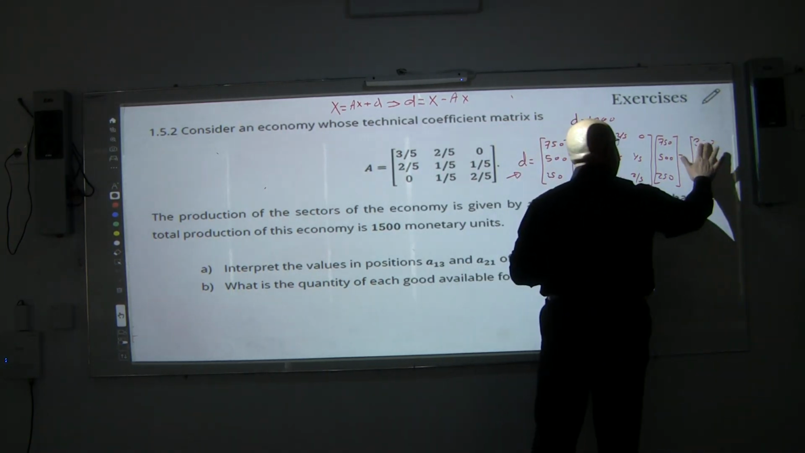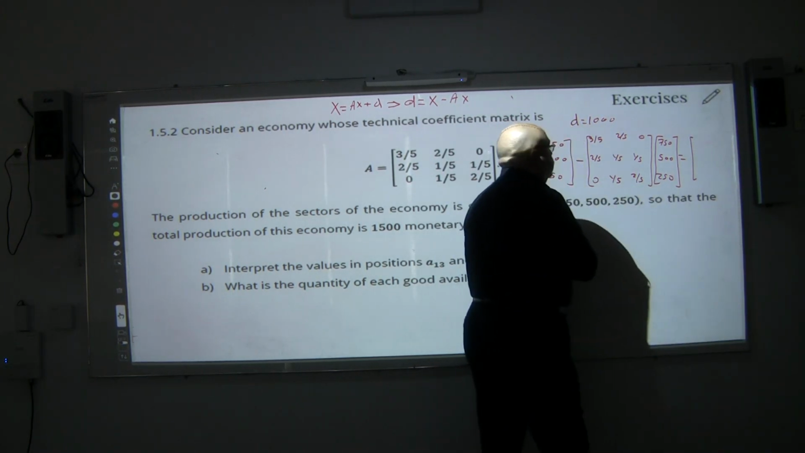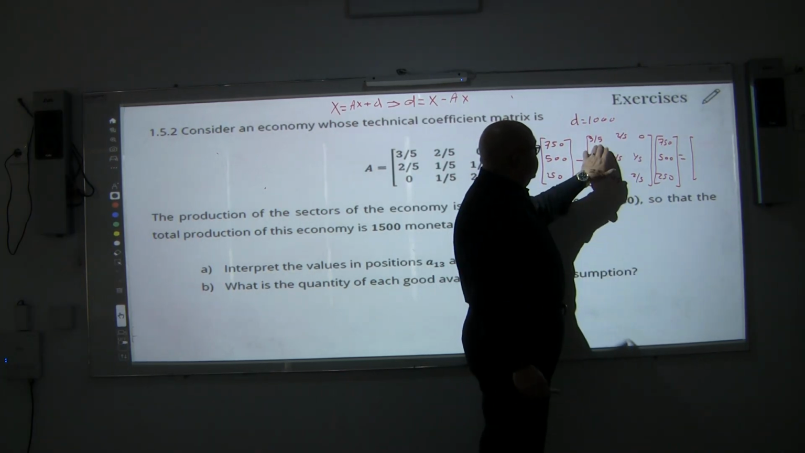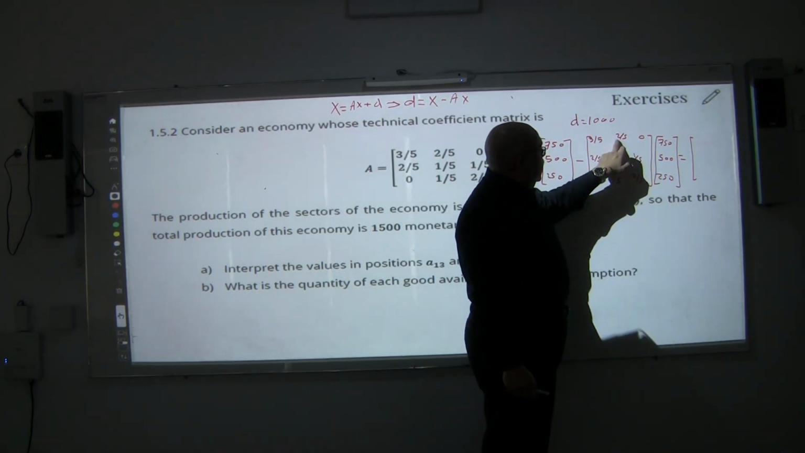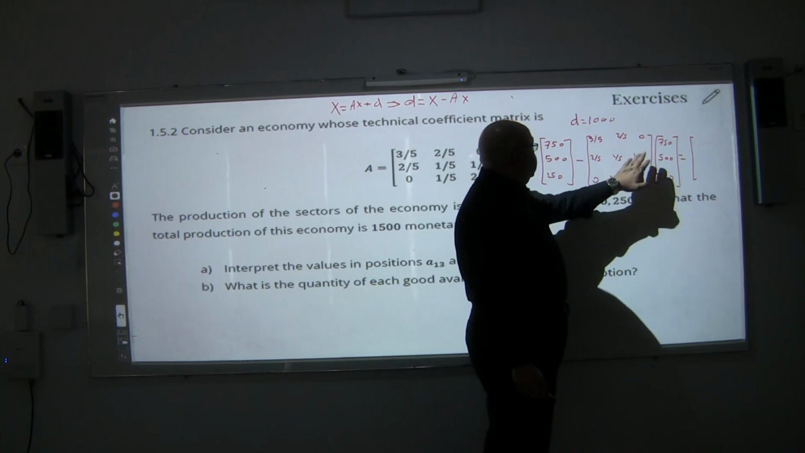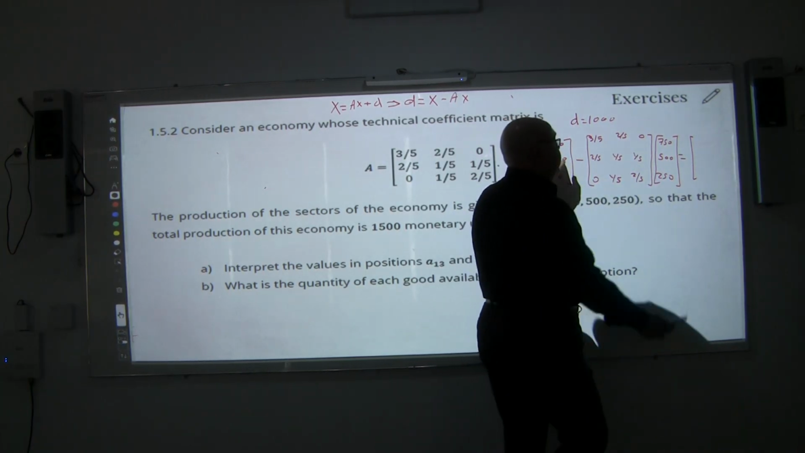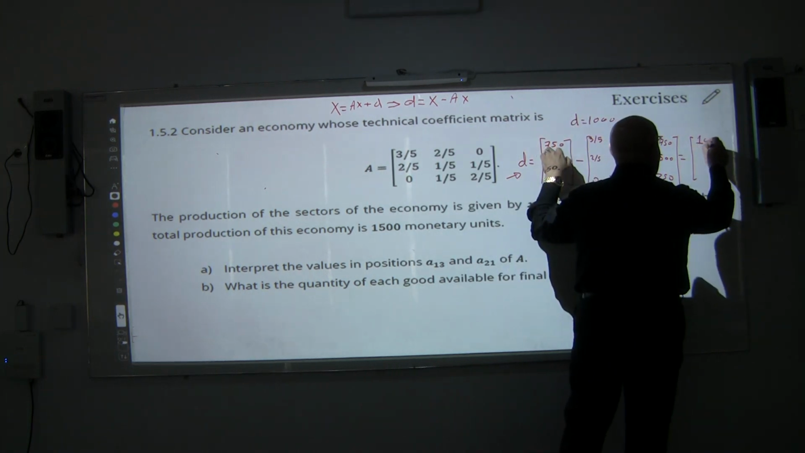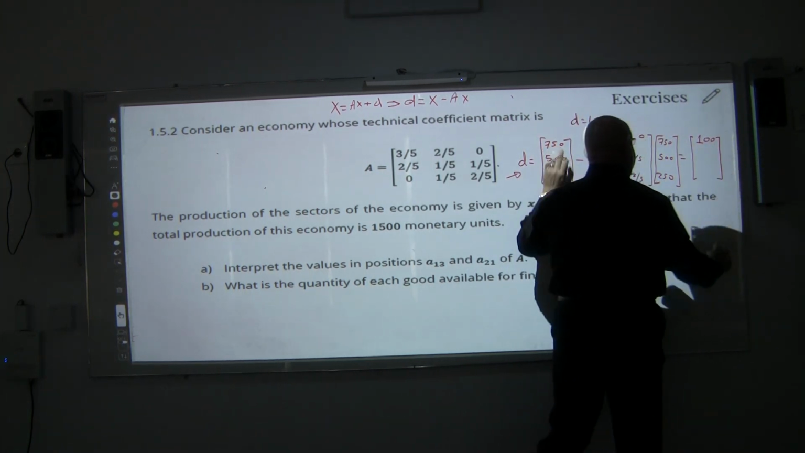I will have to evaluate all of it. So this is gonna be 450, and this is gonna be 200, so it's gonna be 650. 650 out of 750, the remaining demand for the open market, or the final demand, is 100.